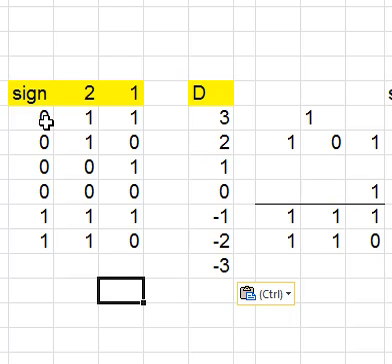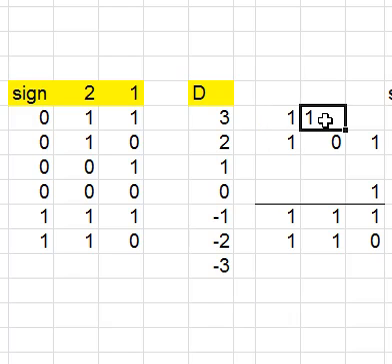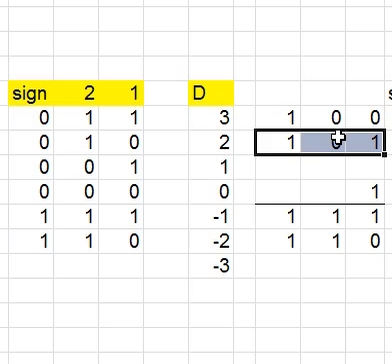And now I'm going to do negative 3. So I have 0, 1, 1. So it's going to be 1, 0, 0 because I flip them around. So I'm going to have 1, 0, 0.